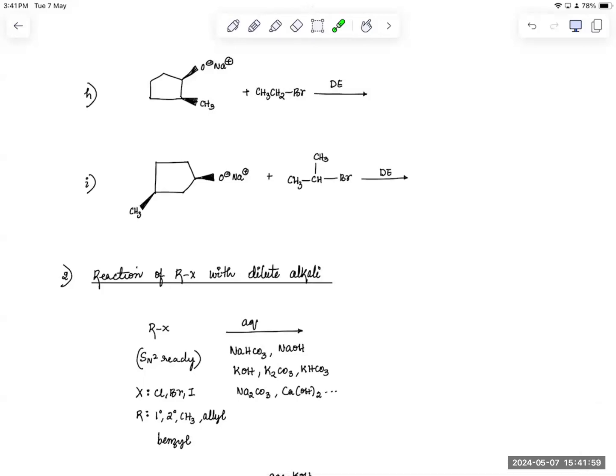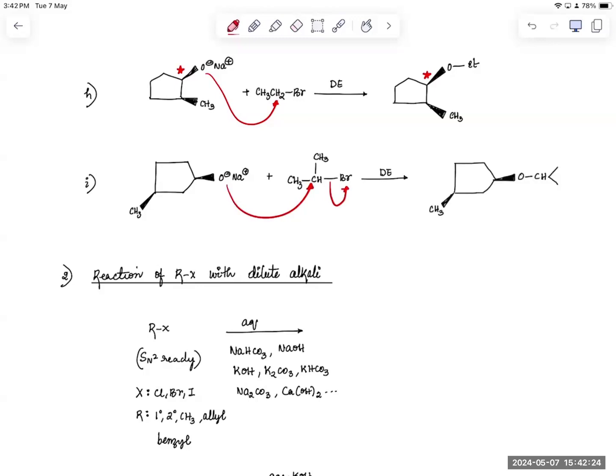H, what is the product here? We can see this O minus is the one which will attack here. Br will leave. So that brings this product. OEt will come here. Again, you can see this chirality is not changed because this is from the nucleophile end. So that should not be changed. That will be retained. Similarly, this O minus is attacking here. Br is leaving. So again, chirality is not changed. This is coming out of the plane, so you will keep it remaining out of the plane only.